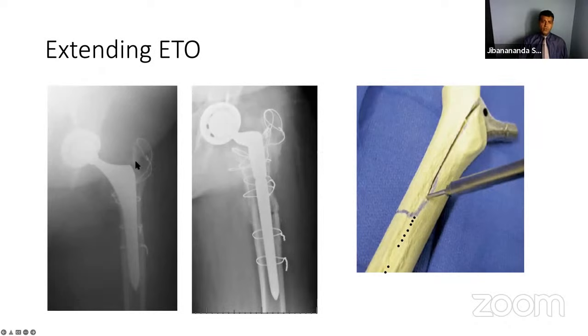Sometimes if you do ETO, you end up with a situation where you can't get it out further. And sometimes, particularly when I use a Summit stem, I usually see that the stem, even though it's only proximally coated, seems to grow in all the way down to almost the tip, and you can't get it out. Many times, a 15 centimeter ETO is not enough. And then sometimes I have to extend it. So the typical way to extend is what we call an episiotomy. I would do a little split of the femur.